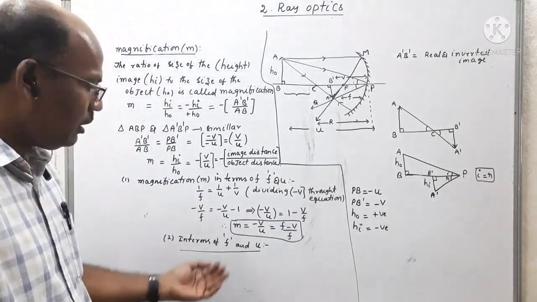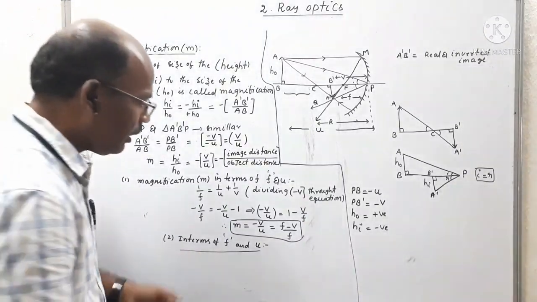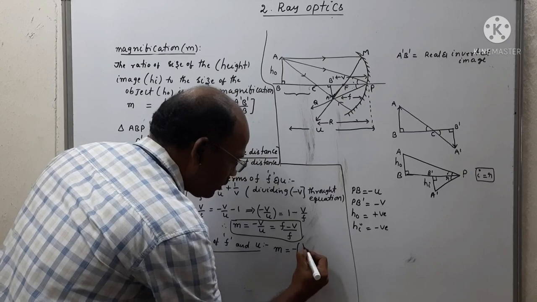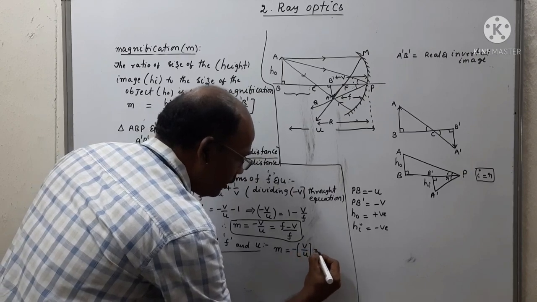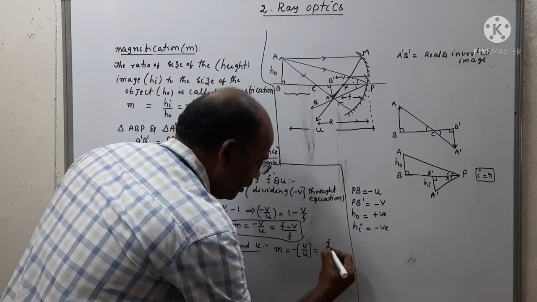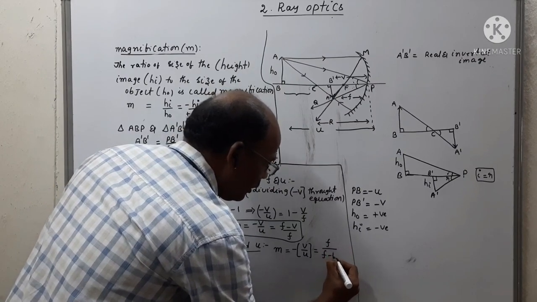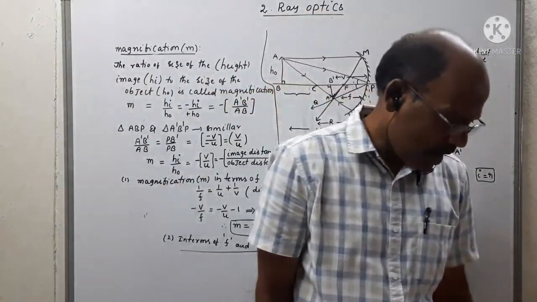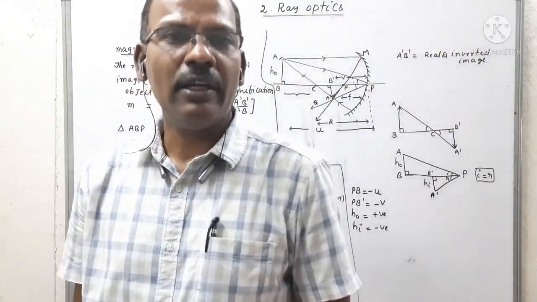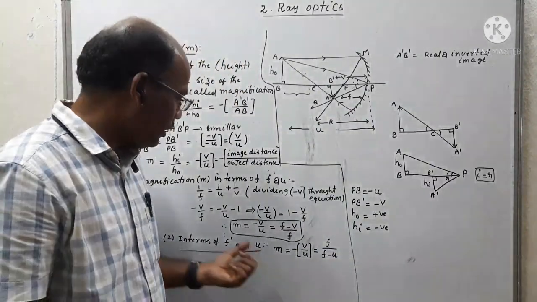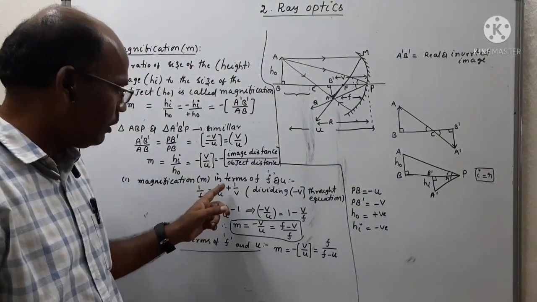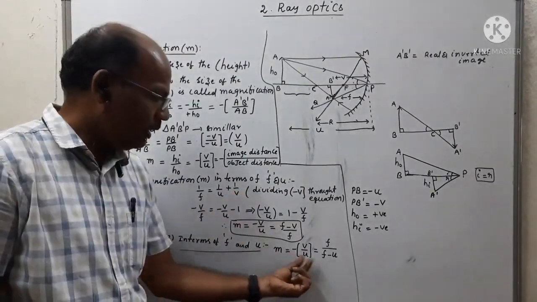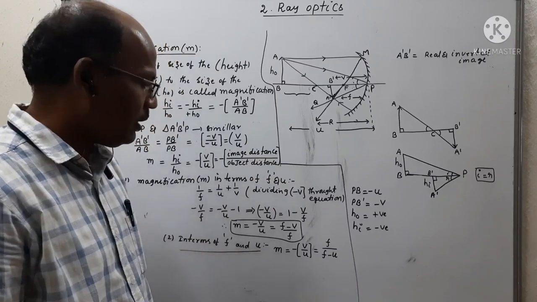Simply we can eliminate the value of v. Then we can write finally magnification m is equal to minus v by u, and that is equal to f by f minus u. This is the formula used to write the magnification value. Simply we can use the mirror equation, 1 by f is equal to 1 by u plus 1 by v, eliminate the value of v, and finally we get f by f minus u.